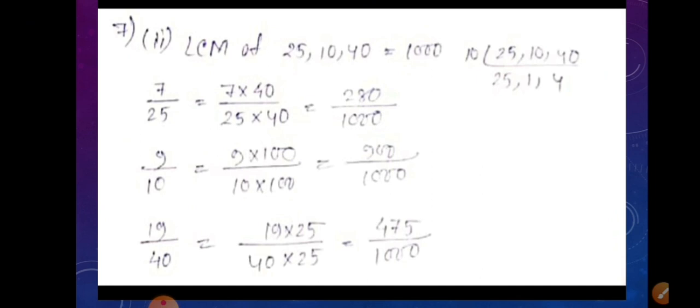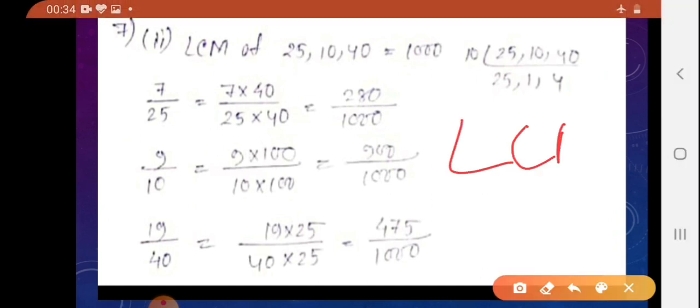Now the seventh one, convert the following fractions into equivalent like fractions. I have discussed this in the previous lecture also. To convert fractions into equivalent like fractions, first we have to take out the LCM of the denominators. We are taking the second question. So 25, 10 and 40, we will take out the LCM. The LCM has come 1000. Now the first fraction we will take is 7 upon 25.